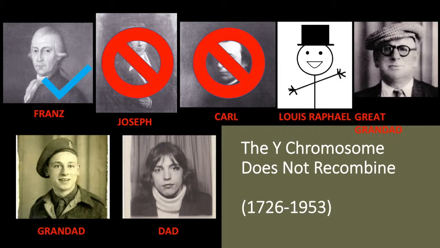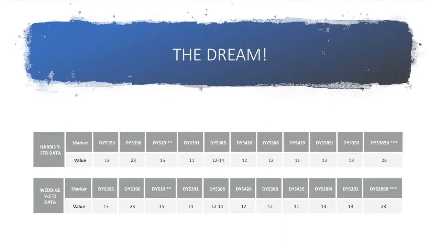The problem is Franz lived in the 1700s in Germany. And if I'm going to trace a direct male line descendant of him, I'm going to have to go to Germany and do that. So I haven't gotten around to it yet. So I don't have a Weddiger-Harris match. But one day I will. One day I will trace a direct male line descendant of Franz, and I will get a match.